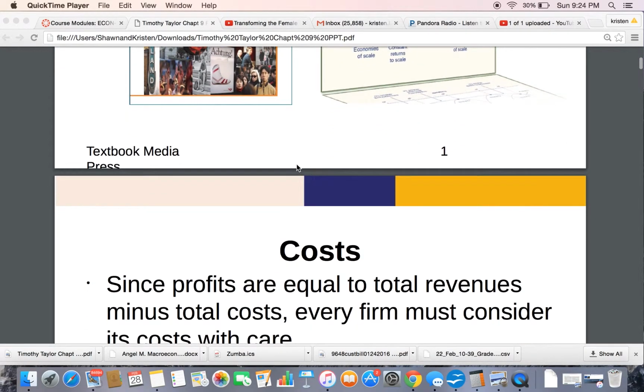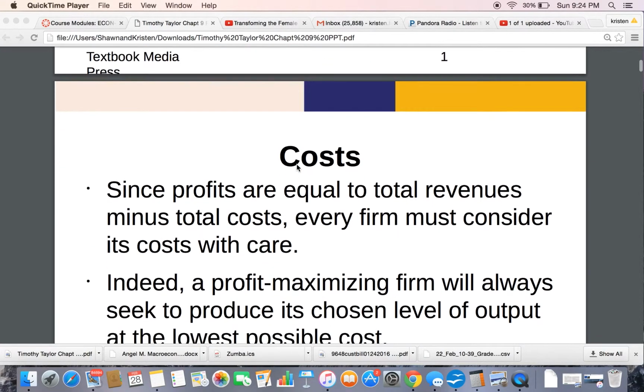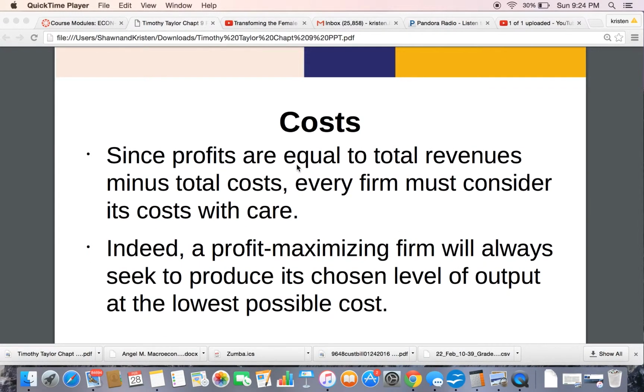The first thing we need to establish here is that we are going to assume that in economics, what we're looking at right now for firms is that they are profit maximizing, and that is their only goal. So they are going to seek to maximize profits, and profits being maximized equal the difference of total revenues minus total costs.